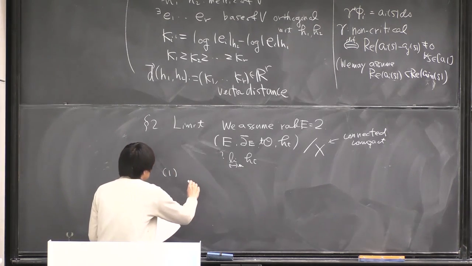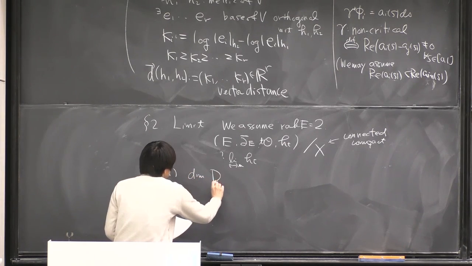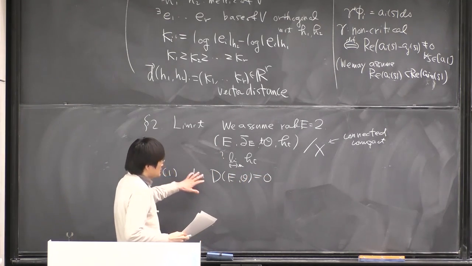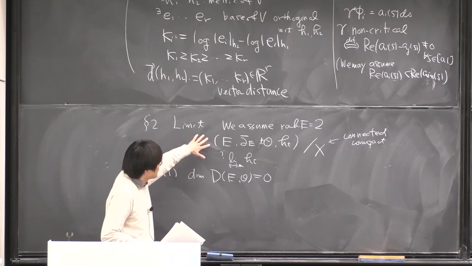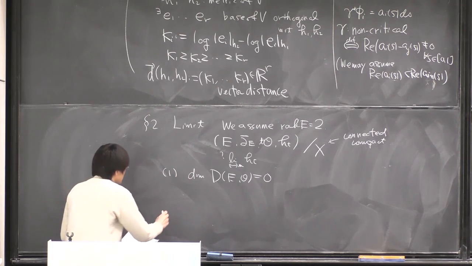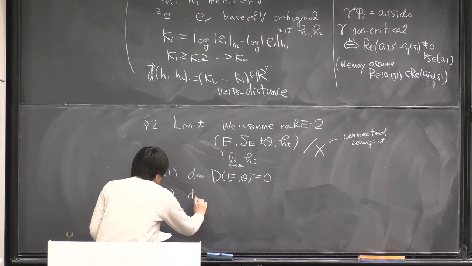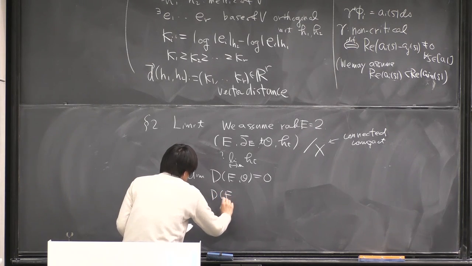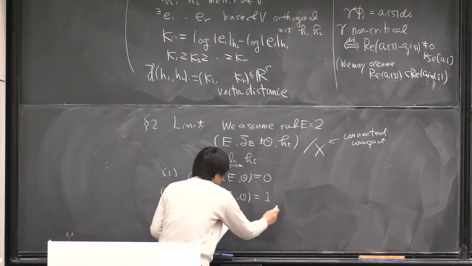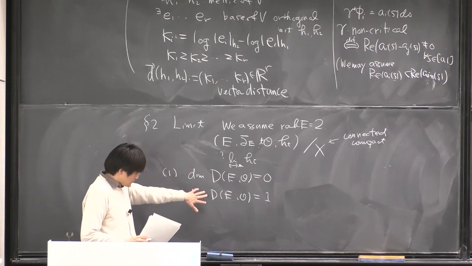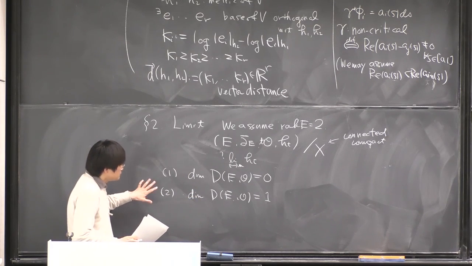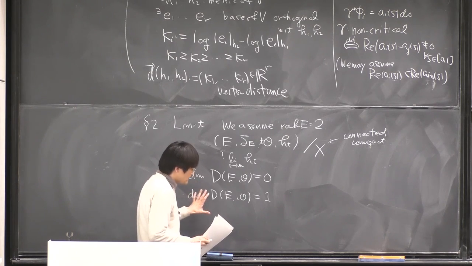Then we have two cases. One is where the dimension of the discriminant of the Higgs bundle is 0. This is, by definition, exactly the case where the Higgs field is generically regular semisimple. And the other case is where the dimension of the discriminant is 1. I mean, this is the case where the discriminant is equal to X. And let me remark that the second case is very close to the classical story.